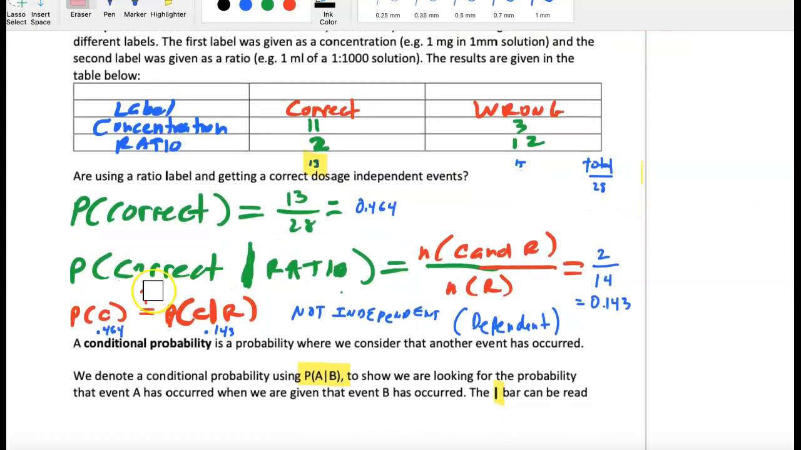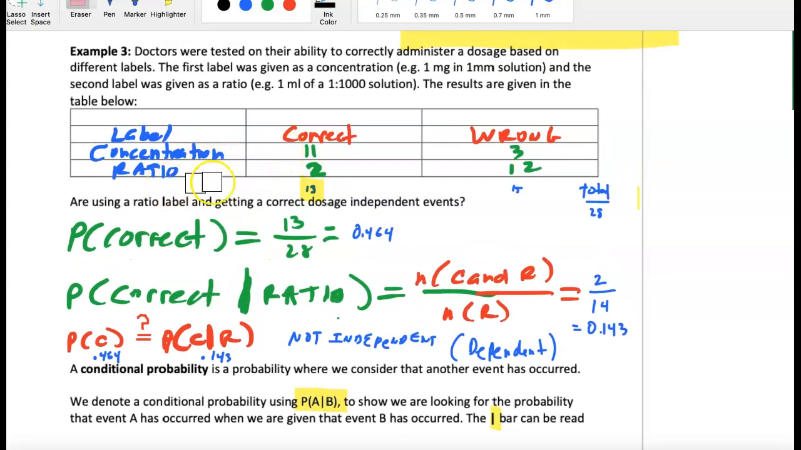Now, what's the probability of being correct given that we're looking at a ratio label? So in this case, how many outcomes do we have that are correct in a ratio label? That's 2. Now, how many outcomes are related to a ratio label? And that's 14, 2 plus 12. And so that's where you get the 2 out of 14 from.